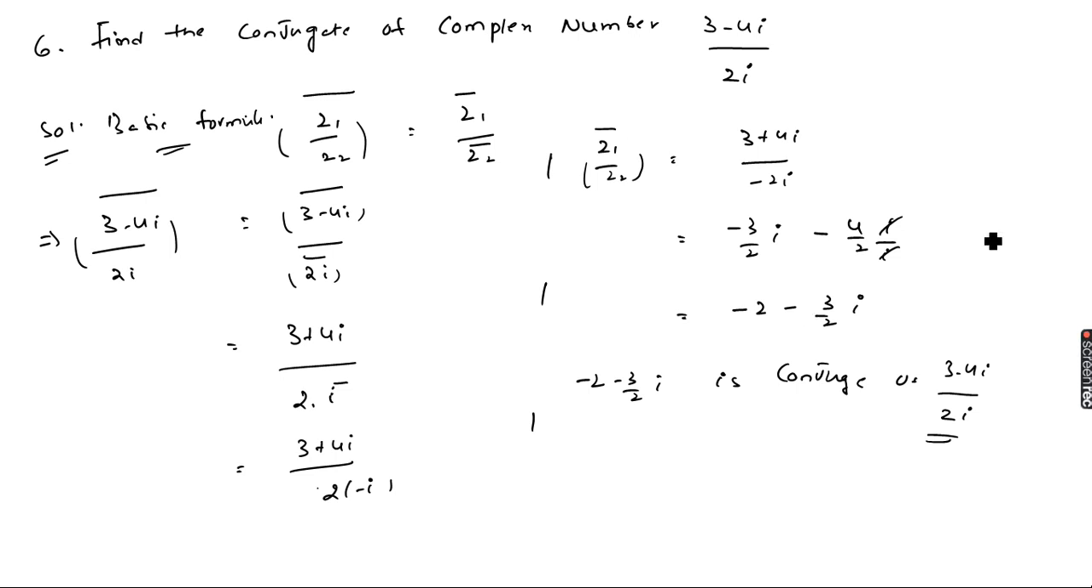Okay. So here we take the conjugate of a plus bi, that is a minus bi. The conjugate of a minus bi is equal to a plus bi. And the conjugate of i bar.